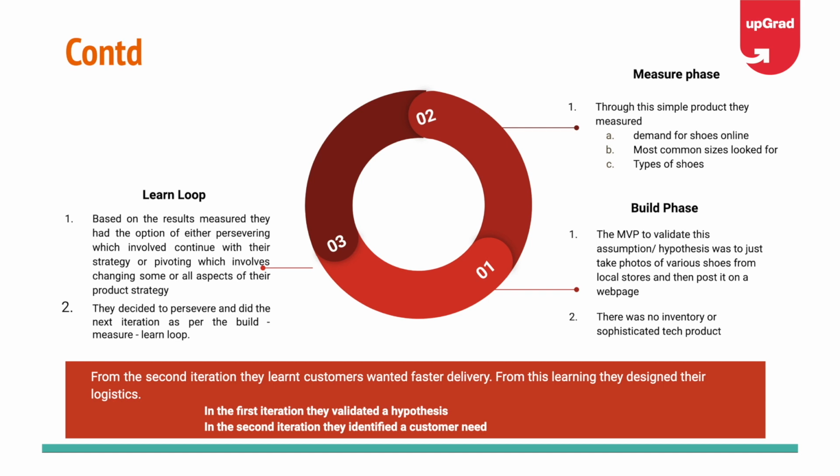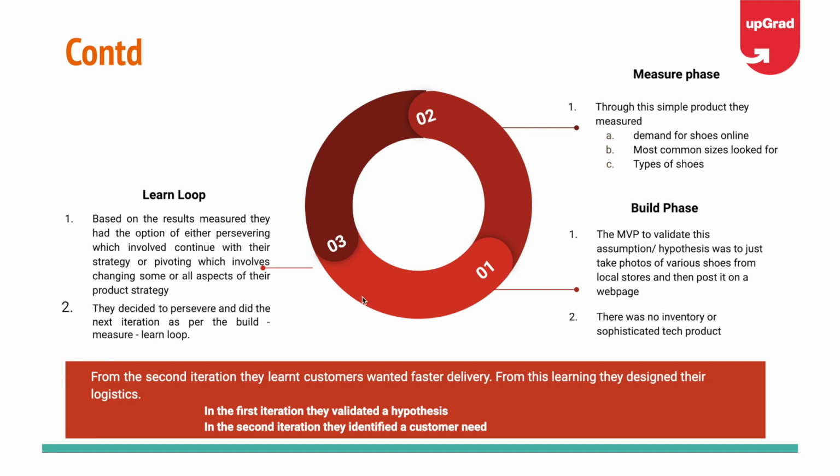In the measure phase, which is basically just a step, it's not independent, it will be part of their MVP. They measured the demand for shoes online, the common sizes looked for, and the types of shoes that customers look for. So what are the three things they tried to measure? Demand for shoes online. What is the demand? What was the size that people are looking at, shoe size, and the type of shoes that they were looking for.